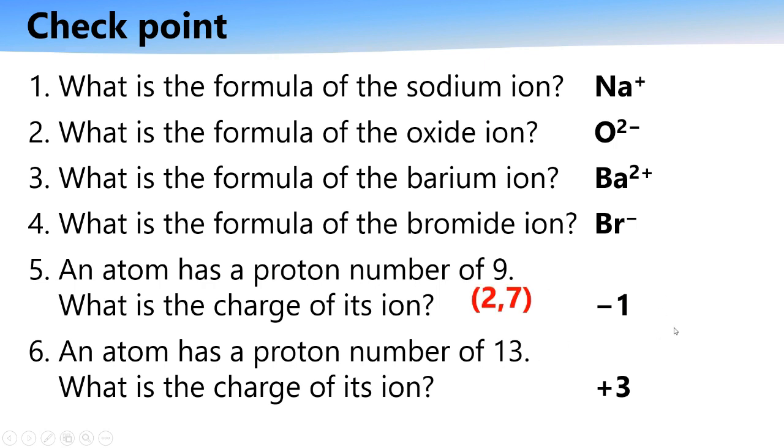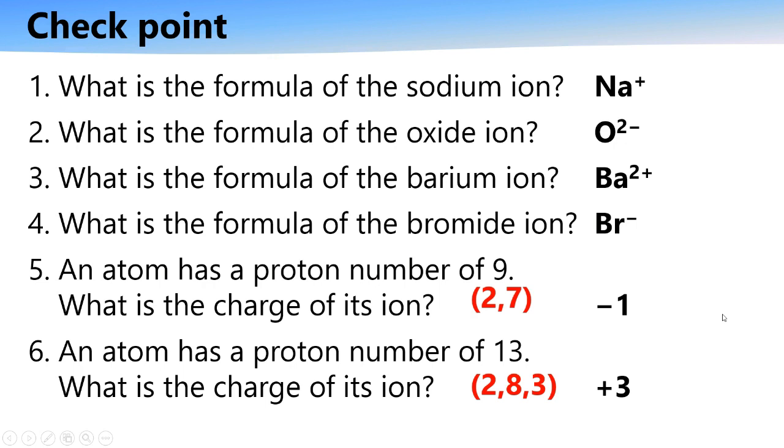Another method is to look at the electronic configuration. For 9, it will be 2, 7. So it will gain 1 electron to form the octet configuration and be -1 charge. For proton number 13, the electronic configuration would be 2, 8, 3. So to form an octet configuration, it would lose 3 electrons rather than gaining 5. So losing 3 would be +3.